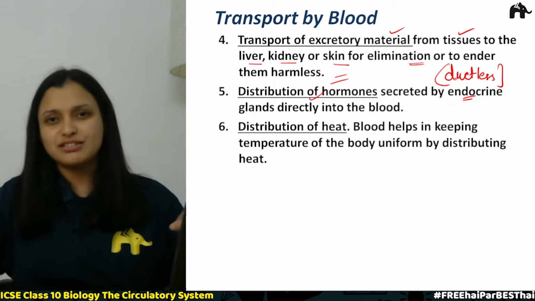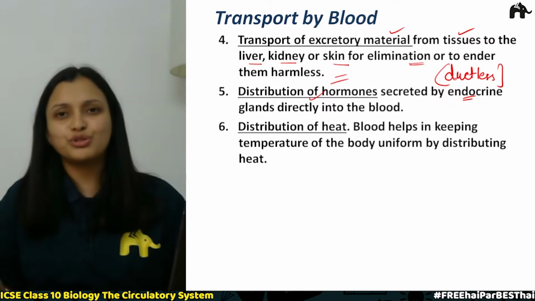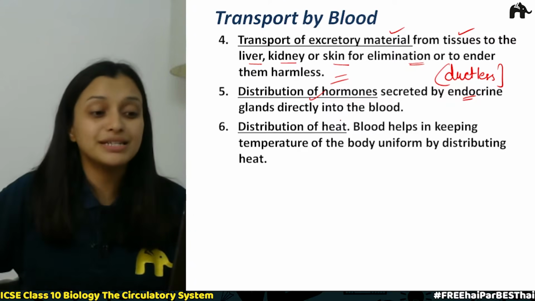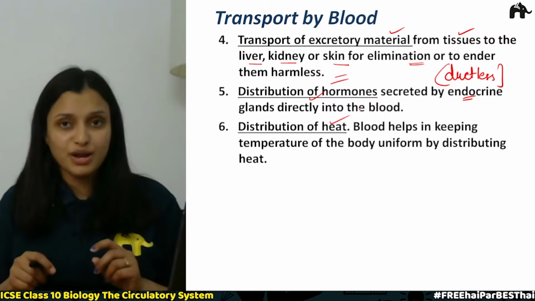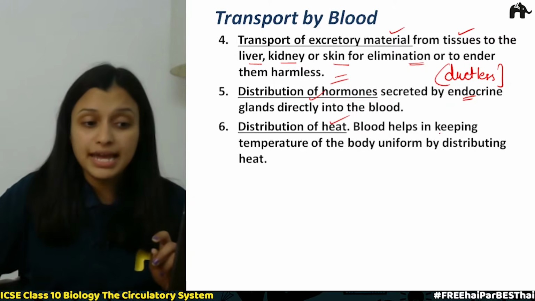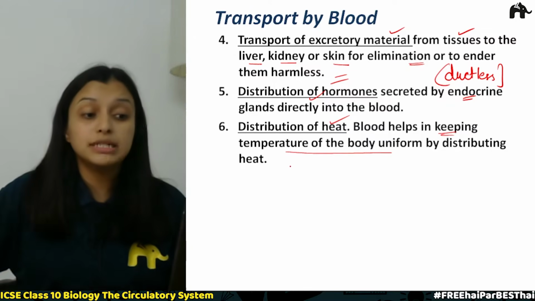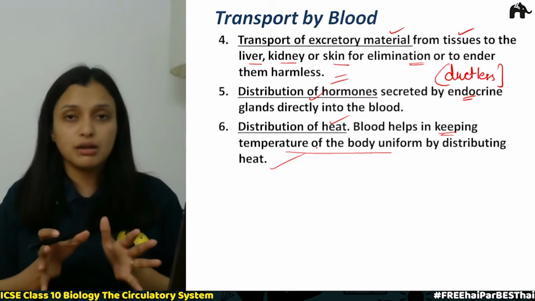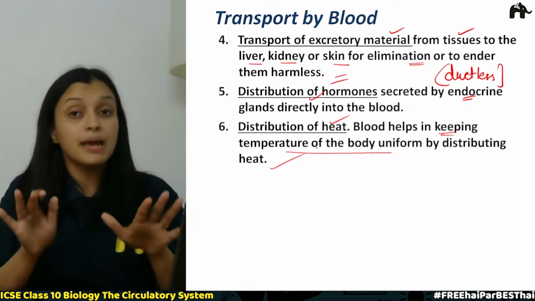So these hormones are allowed to go with the blood to their target organs wherever they want to go. Clear? The next one is distribution of heat. This is also a very important function: blood helps in keeping the temperature of the body uniform by distributing heat throughout our body, and hence our body temperature is made constant by blood.